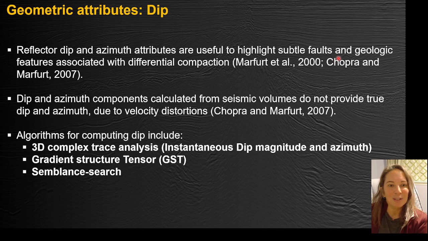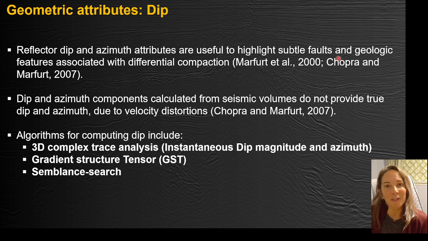And so dip magnitude and dip azimuth are kind of what you would expect them to be. So the dip magnitude calculates the magnitude of the dip in your seismic amplitude cube, and the dip azimuth tells you what direction relative to north it is dipping. And so one of the things you really want to keep in mind is that these aren't showing you true dip because we're working in velocity and not in depth. So just keep that in mind.